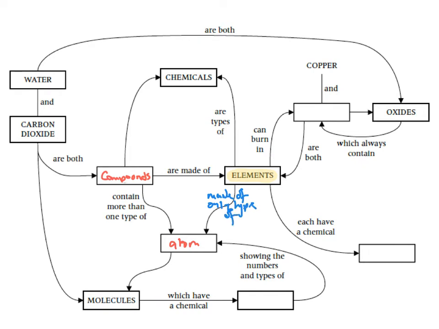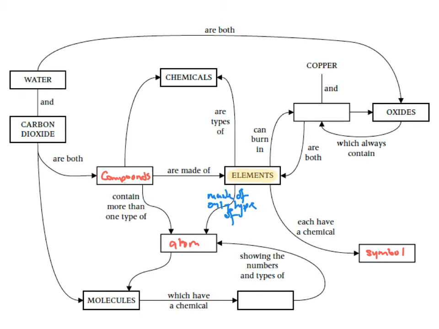What else from elements? We've got an arrow coming away to a box, and it says "each have a chemical." So one of the things that we learn very early on about elements is that they have a chemical symbol that represents that element. What else have we got going on?